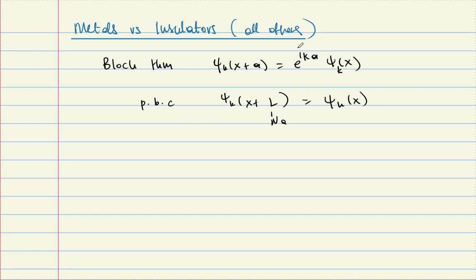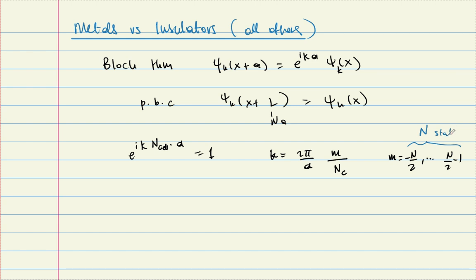Combining these two, we found e to the i k N_cell times a is 1, and from here k was equal to 2 pi over a times m over N_cell, and m was going from minus N over 2 to N over 2 minus 1. So in total there are N states. There are N points in k space.